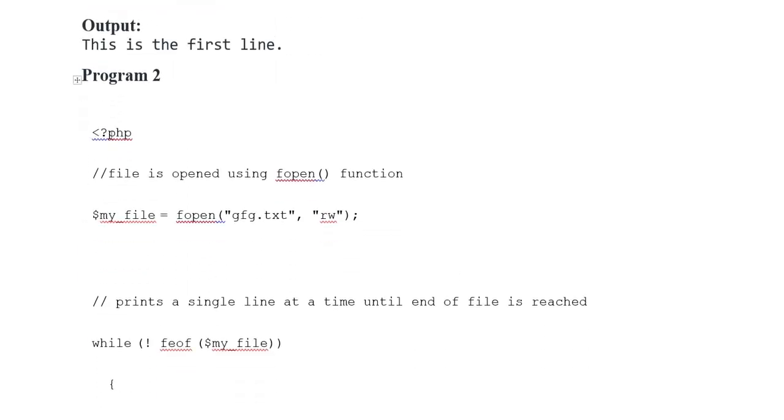Second example: escaping PHP opening tag to represent text. The file is opened using the fopen function: variable myfile equals fopen gfg.txt rw. Prints a single line at a time until the end of the file is reached.